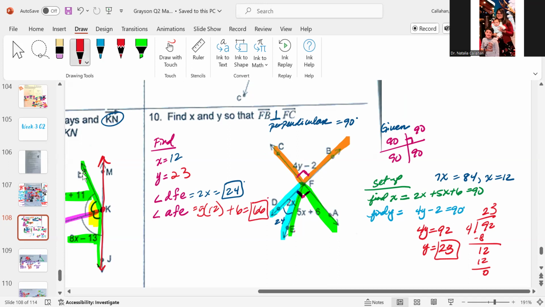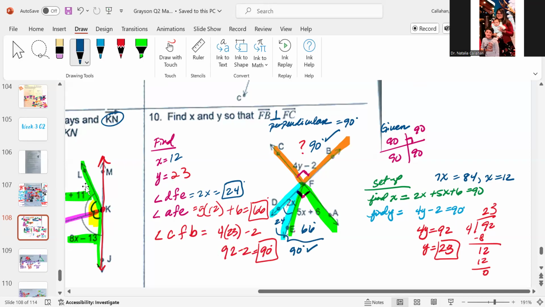And then, oh, I forgot one more angle. Angle CFB. Do you see this angle right here? I forgot that, so make sure you write that down. That angle is 4y, so 4 times 23 minus 2, 92 minus 2, which is 90 degrees. And that would make sense because this should be 90 degrees. It's a right angle, correct? So that's a good check. This one here, remember the blue and green angle? 24 plus 66, does it equal 90 degrees? Because there should be a 90-degree angle. Yes, it does equal 90, so that's how you check, okay?